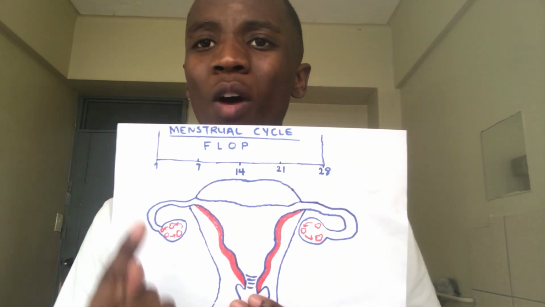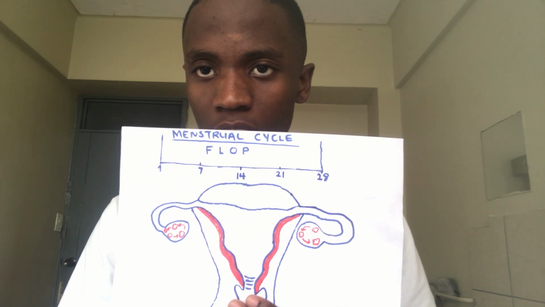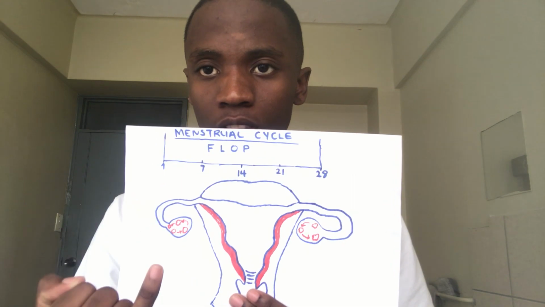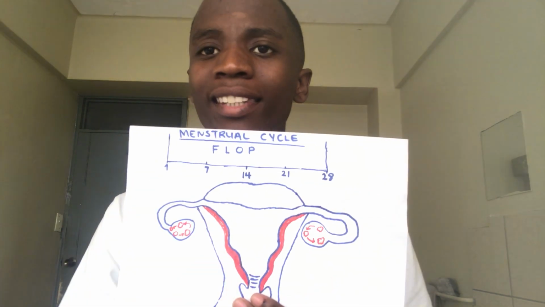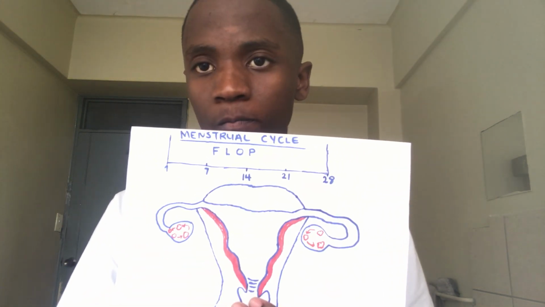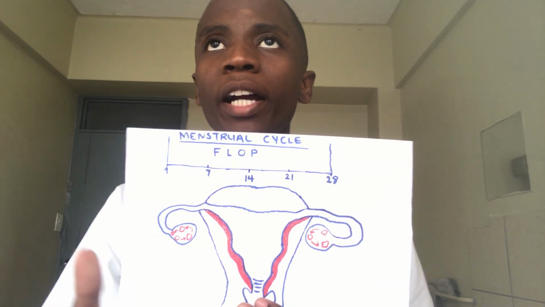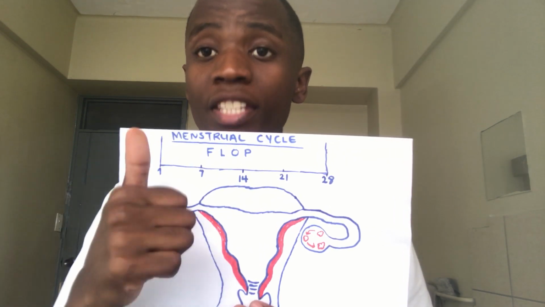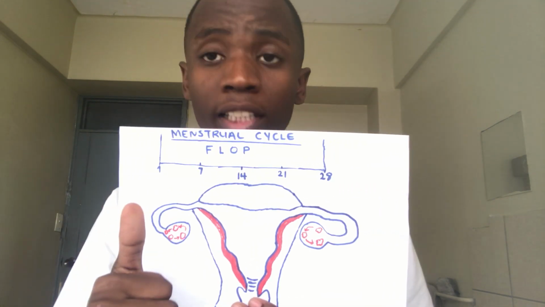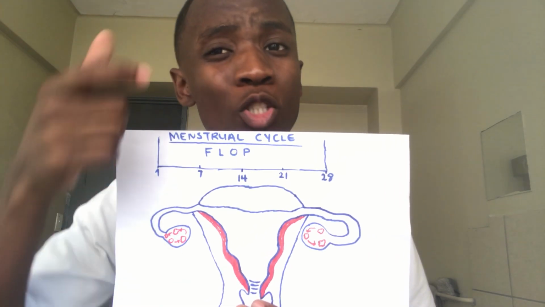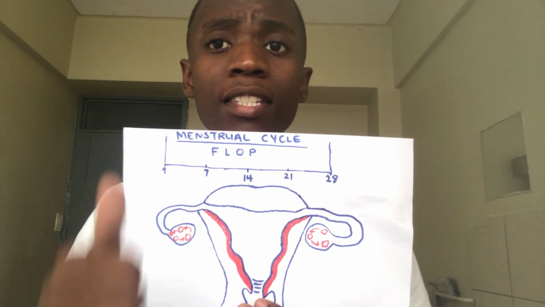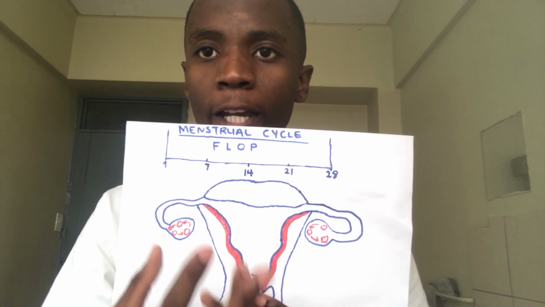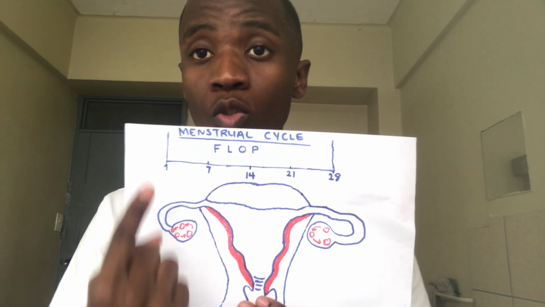So from day 1 to day 7, let's start in the ovary. The new follicle develops, by being impacted by the secretion of the FSH from the pituitary gland. So the pituitary gland does what? It secretes the FSH, which is going to stimulate the follicle in the ovary so that it can grow. So that's what happens from day 1 to day 7.